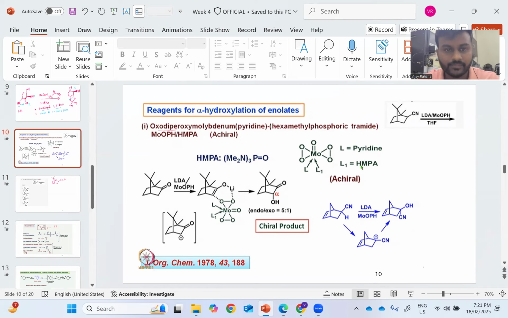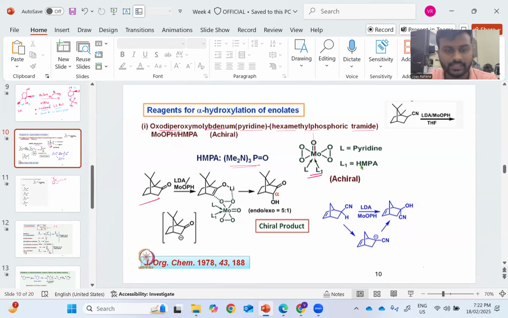If you have the oxodiperoxy molybdenum pyridine hexamethylphosphoric triamide, this is the molybdenum complex, and the short form for this complex is MoOPH. This is an achiral complex, because if you look at it, it has a plane of symmetry, right? So it will obviously be achiral.